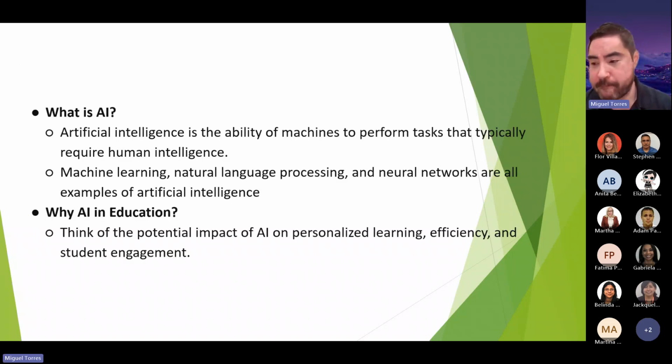All right, so for those that haven't used it, I know most of us have, but if you haven't used AI before, basically what is it? It's basically a machine that performs tasks that typically require human intelligence. Machine learning, natural language processing, and neural networks are examples of artificial intelligence. Essentially, it's computing the information that we're giving it and feeding it right back to us.